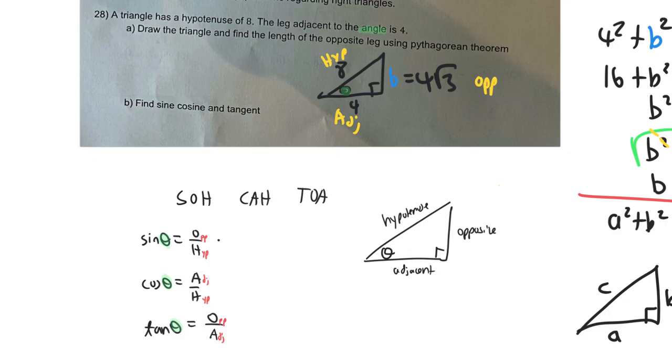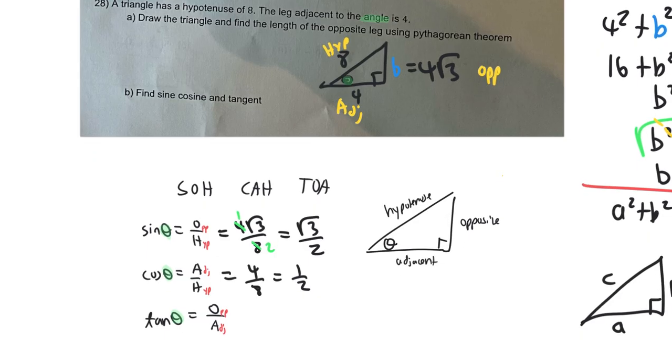So opposite over hypotenuse, I think we would agree that is equal to 4 radical 3 over 8. And since 4 is divisible by 4 and 8 is divisible by 4, 4 divided by 4 is 1, 8 divided by 4 is 2. So that would just become radical 3 over 2. Adjacent over hypotenuse, that would be 4 over 8, and that reduces to 1/2, I'm sure everyone agrees. Tan is opposite over adjacent, so that is 4 radical 3 over 4. Now, these would cancel, and that would leave us with literally just radical 3. Hopefully that makes sense.